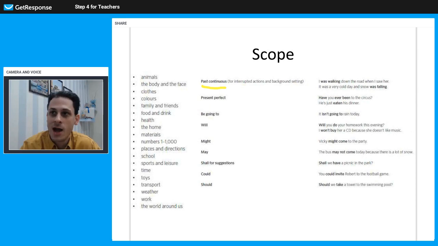Present perfect is not. That's on Step 5. Future tenses are at Step 4. Answering questions and making questions, that will be on the information exchange. And of course, may and might are mostly Step 5. They could come up in Step 4, but most likely they are used to describe the scene and the story at Step 5.